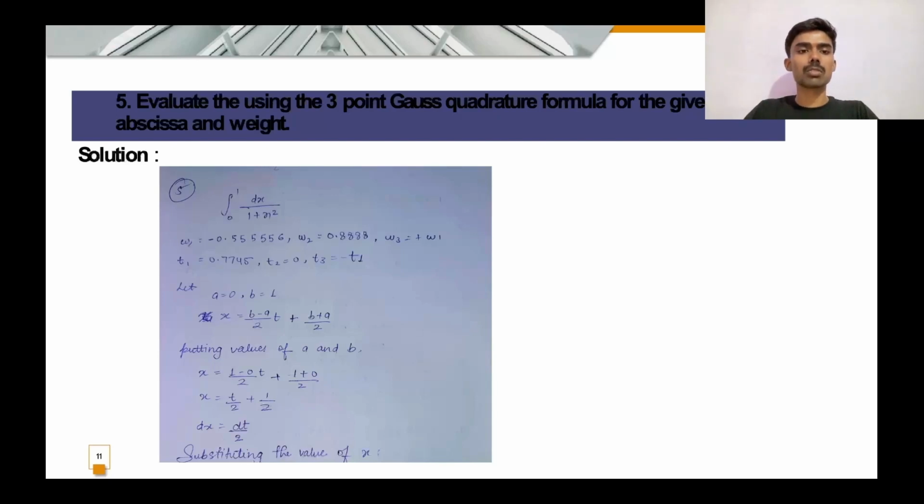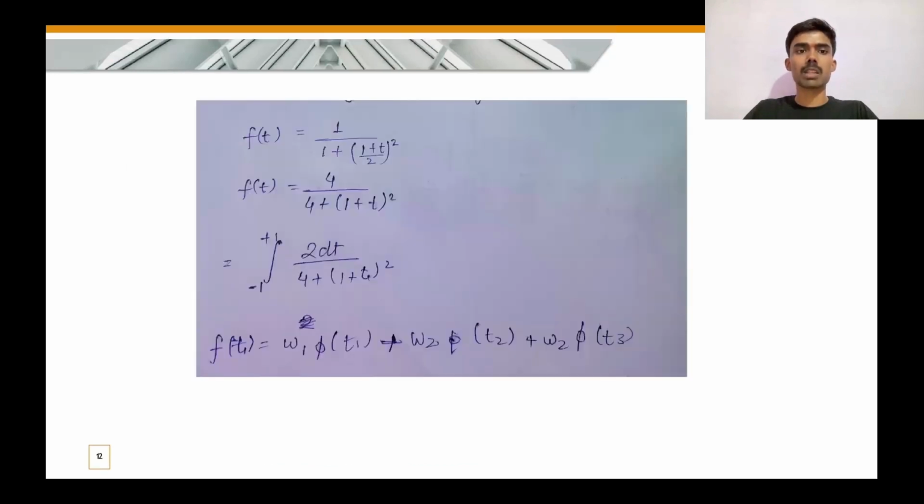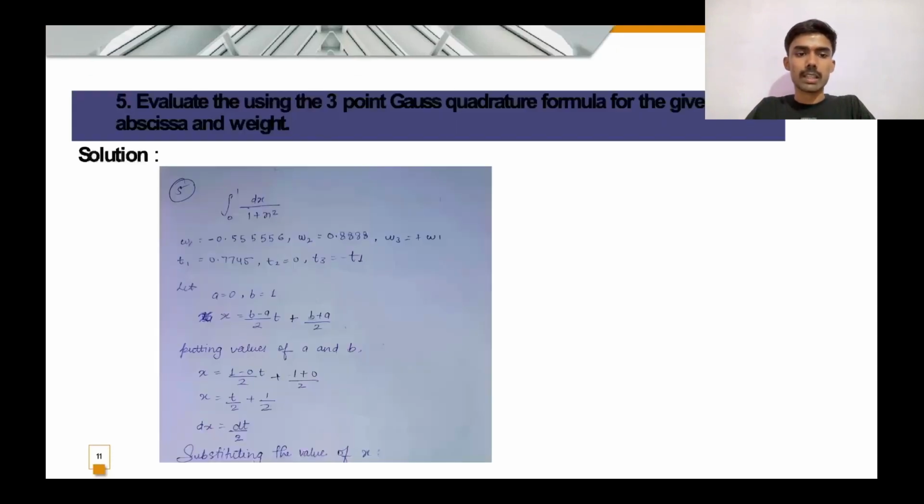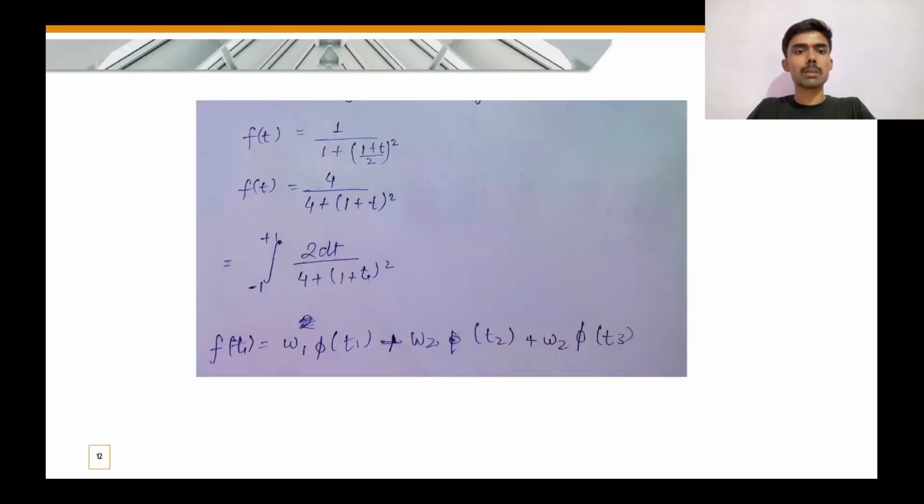Now substituting the value of x in the given integral, dx by 1 plus x square, that will become f(t) equal to 1 by 1 plus, where initially it was x square, now it will become (t by 2 plus 1 by 2) whole square. Now, if we solve it, it ultimately becomes 4 by 4 plus (1 plus t) whole square, and we change the limits because we used this formula earlier, which was x equal to (b minus a) by 2 into t plus (b plus a) by 2. So now the limits are minus 1 and plus 1 instead of 0 and 1.